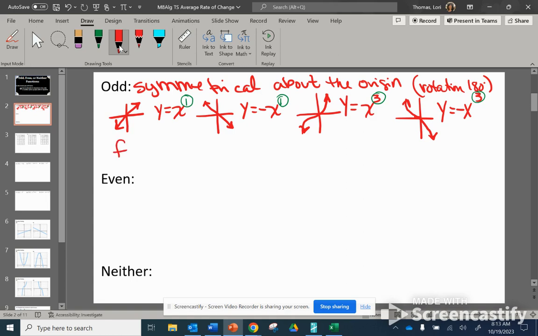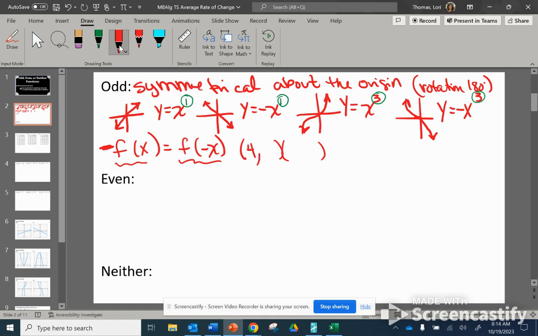So if a function, the positive x, f of x is equal to, and then I plug in the negative x value, the outcomes are opposite of each other. So remember, f of x just means our output. So if I'm looking at the positive and negative x, their outcomes, their outputs are opposite of each other. So let's take a look at some actual ordered pairs that could represent an odd function.